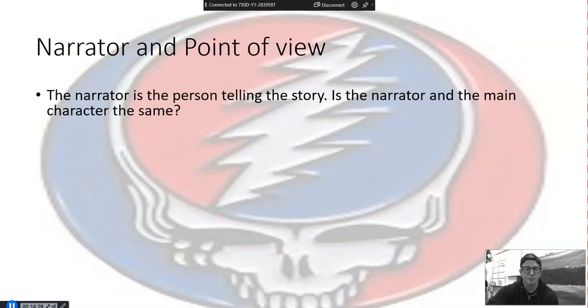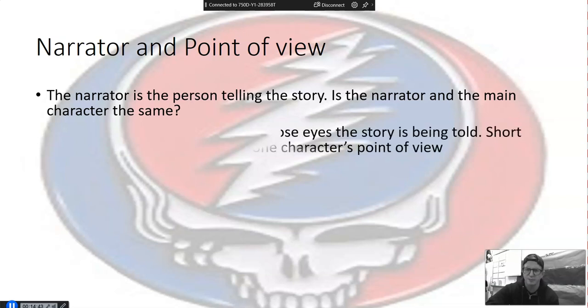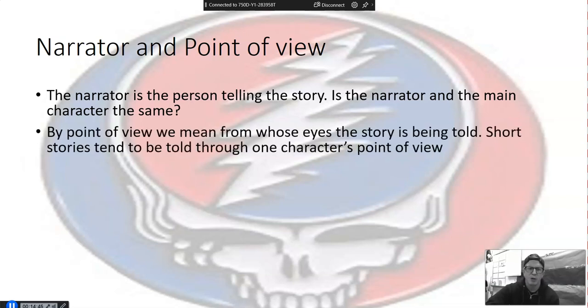All right, the narrator. The narrator is the person telling the story. Is the narrator and the main character the same? There's narrator and there's point of view. The narrator can be telling the story, but the story is told from the point of view of the main character. By point of view, we mean from whose eyes the story is being told. Short stories tend to be told through one character's point of view. So like with The Adulterous Woman, the point of view is Janine's.